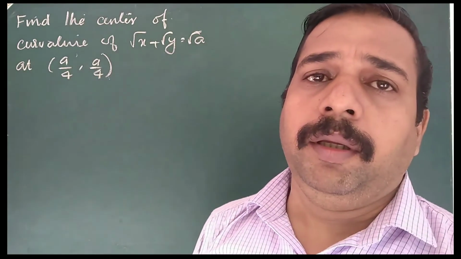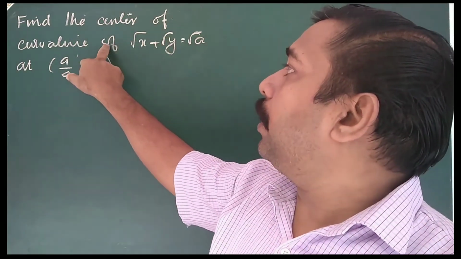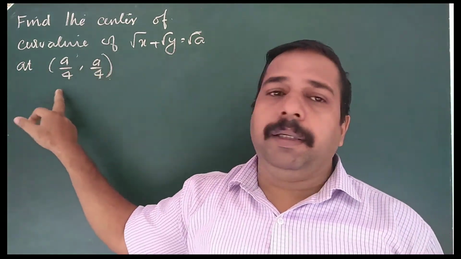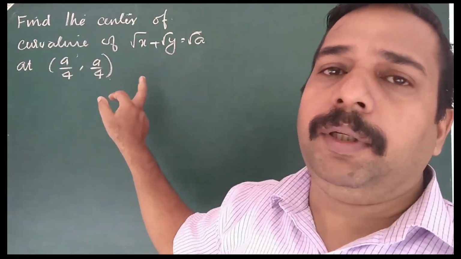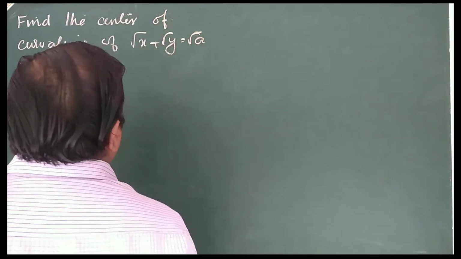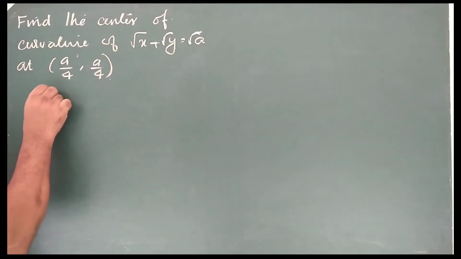So let us do the problem. Find the center of curvature of root x plus root y is equal to root a at a by 4 comma a by 4. This is one of the important questions. Actually this center of curvature is a coordinate, an x coordinate and a y coordinate. Okay. So first you take the solution.